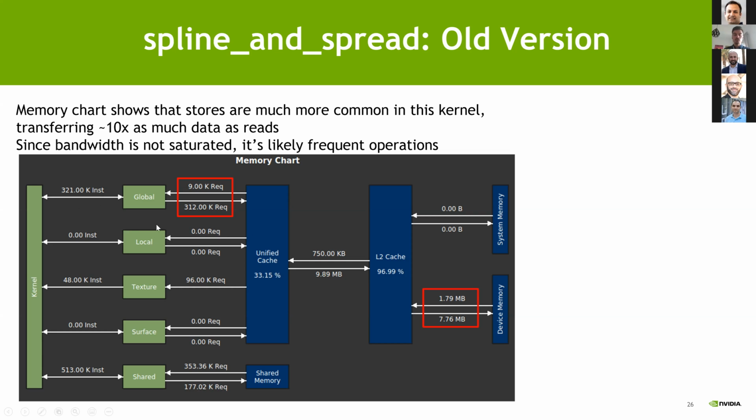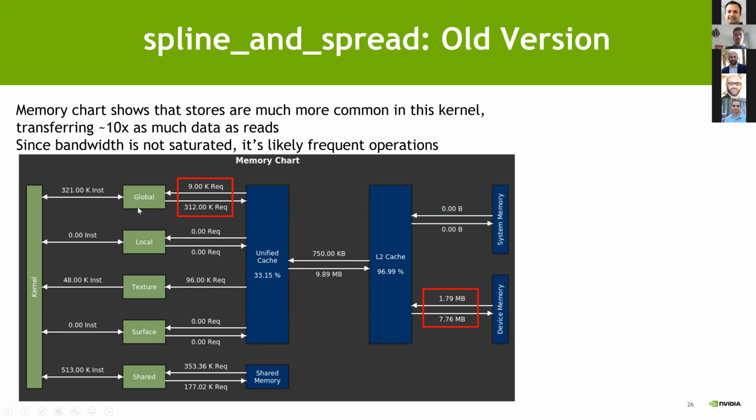And those instructions are then converted to requests to specific caches, for example, or to shared memory. So the L1 cache or shared memory. And then from the L1 cache, the request might need to go further up the hierarchy to L2 cache or even to device or system memory.